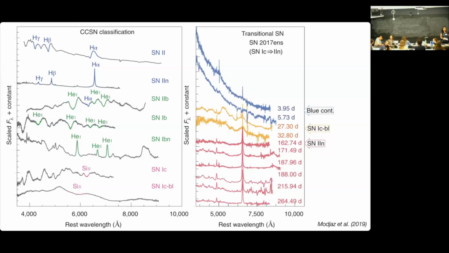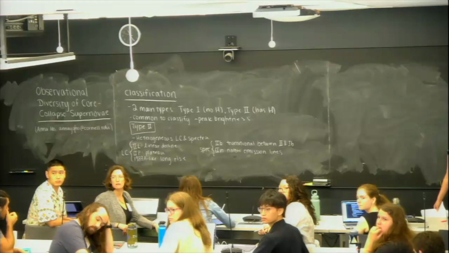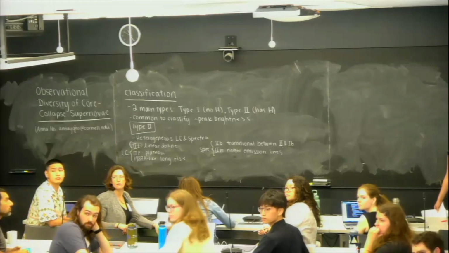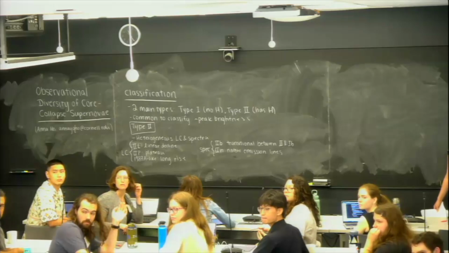Yeah, that's a good question. Taking a step back: type 2N means narrow emission lines of hydrogen. So this prominent feature here is H alpha, the hydrogen emission line. If you look at the spectrum at 27 days, it's sort of hard to see, but that's where you can see these very broad features. This underlying shape is what gives it the classification as a type 1C.